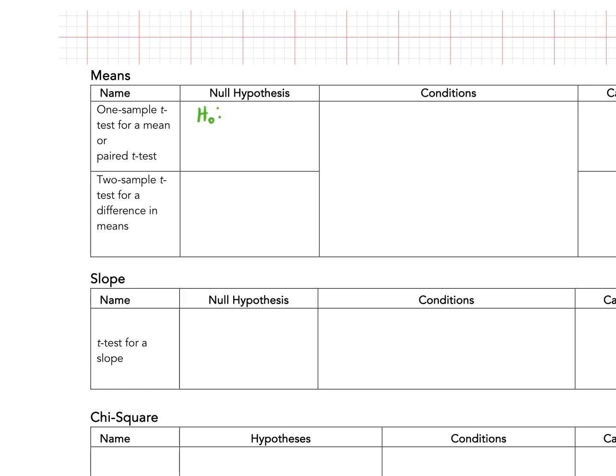My null hypothesis for a t-test for a mean or a paired t-test would be either mu equals some number, or if it's paired, you would say mu d equals 0. Likewise, my null hypothesis will be mu1 minus mu2 equals 0, or you could write that as mu1 equals mu2. Both of those are fine.